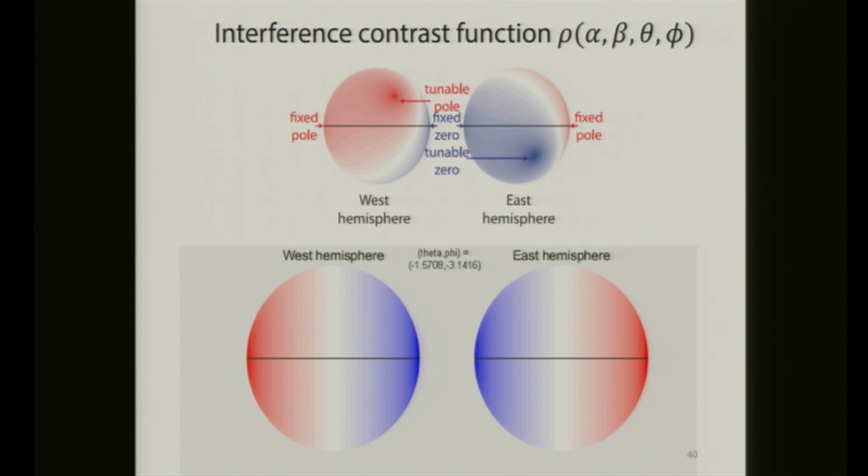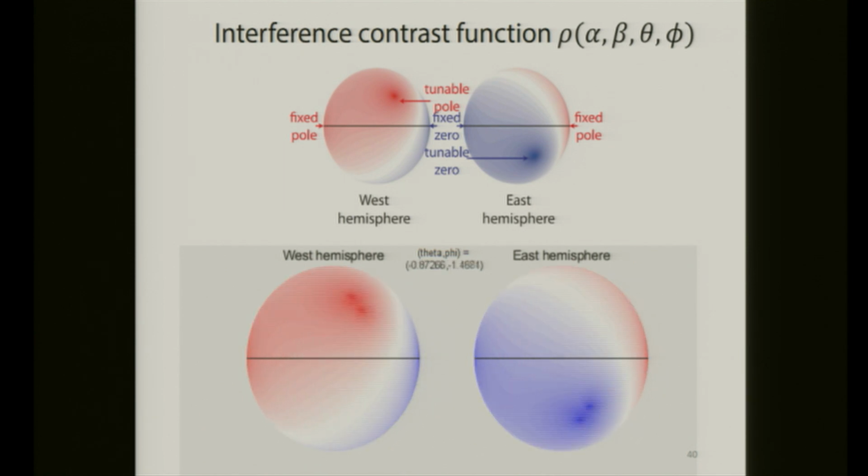So let me explain what features are contained in the contrast function. In the contrast function, there are actually 2 pairs of poles and zeros. Okay, so there's a pair of the fixed pole and fixed zero that's located at the end of the equator. That's invariant against the gauge field strength.